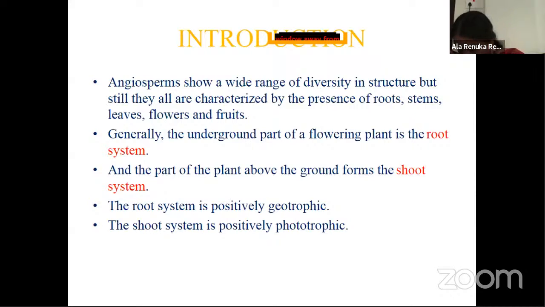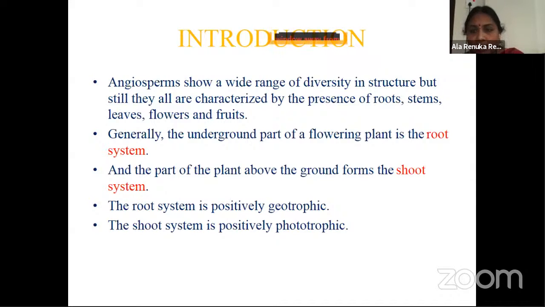Of this, the underground part of the plant is called the root system. Whatever the plant, this is general. And the part of the plant which grows above the ground is called the shoot system. The root system generally goes positively geotropic. That means it grows towards the ground.